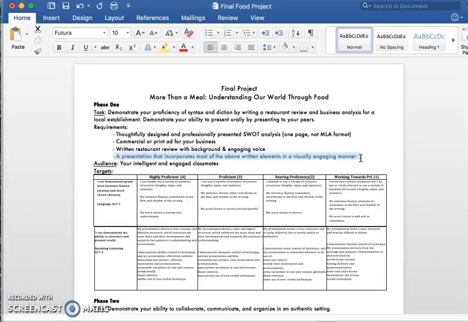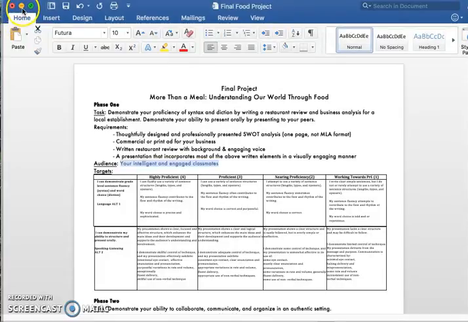So maybe that's a PowerPoint or a Prezi or a keynote. Maybe because it's going to be science fair style, maybe it's an actual physical trifold. It's up to you. The audience is your intelligent and engaged classmates. And what we are actually going to do is come up with 4 categories of awards that we want to give, and you will be trying to convince your classmates that your establishment deserves one of those awards. And we'll talk more about that in a little bit.